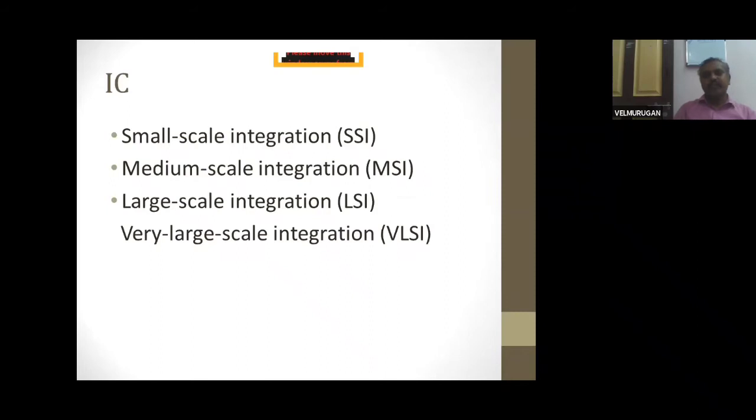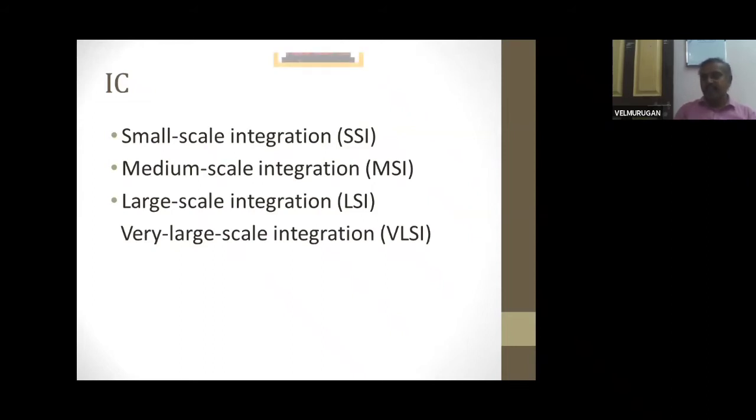There are 4 types of classifications. First, small scale integration IC; second, medium scale integration; third, large scale integration; fourth, very large scale. Small scale is up to 100 transistors. Medium scale is 100 to 1000 transistors. Thousands and above, that's large scale.